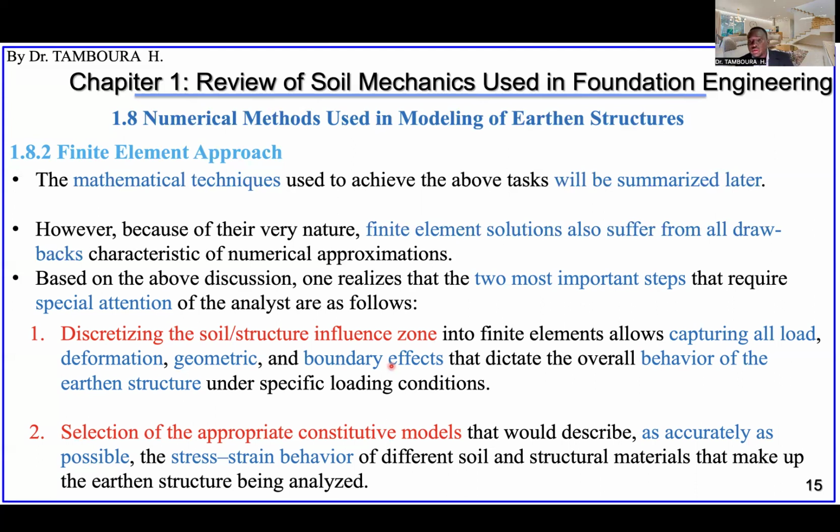The most appropriate constitutive model will describe as accurately as possible the stress-strain behavior of the different soil and structure materials that make up the structure being analyzed. These 2 points are very, very important. Discretize your problem in small elements, and then choose the most appropriate constitutive model to analyze this problem.